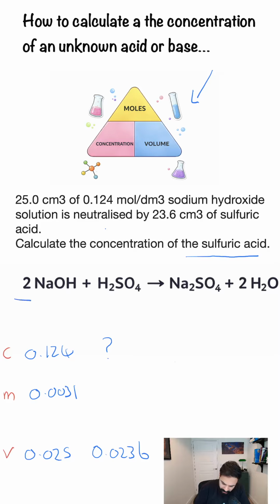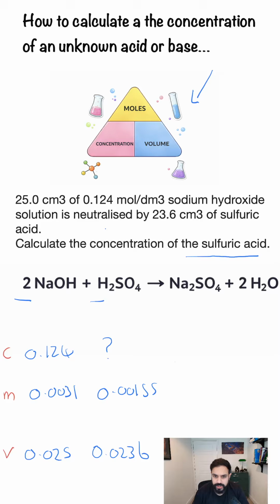This is where you've got to use your balanced symbol equation. It's a 2-to-1 ratio. So that means that when the sodium hydroxide reacts with the sulfuric acid, you only need half the number of moles of the sulfuric acid. So in this example, I've got 0.0031 of sodium hydroxide. So I divide that by 2 and I get a value of 0.00155.